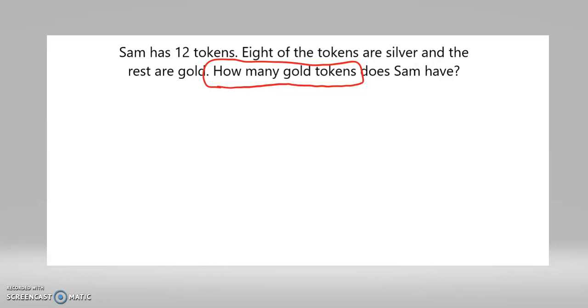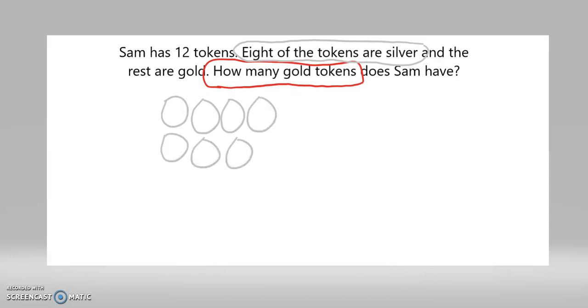So we know that 8 of the tokens are silver. So I'm going to circle that important piece of information. There's your number 8 in word form. So again, numbers are important in our word problems, but they don't always stand out in their standard form. So we know that we have 8 silver tokens. I'm going to use my same strategy as before, and I'm going to actually draw my tokens.